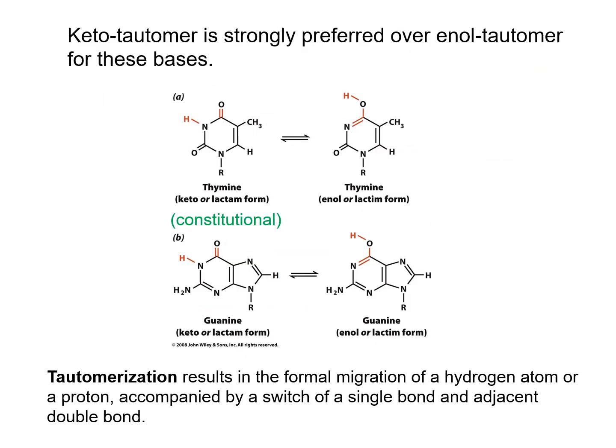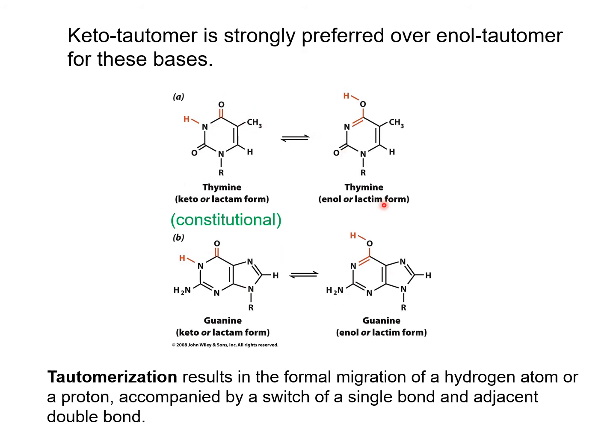Nitrogenous bases have tautomers, and as you might know, tautomers are structural or constitutional isomers of chemical compounds that readily interconvert in their structures. So these nitrogenous bases have either a keto form or an enol form, where the keto form has the ketone or the aldehyde group, as opposed to the enol form, which has the alcohol, as you can see here. The keto tautomer is strongly preferred over the enol tautomer for bases such as thymine and guanine. So these forms are called constitutional because they are the majority of the structure within the cellular system.